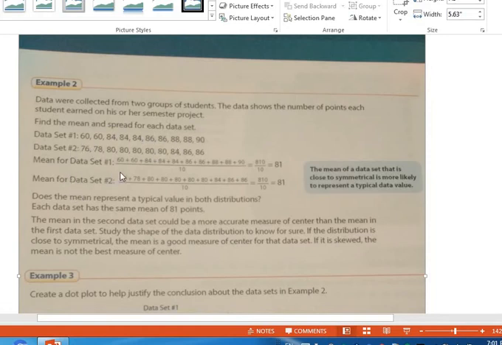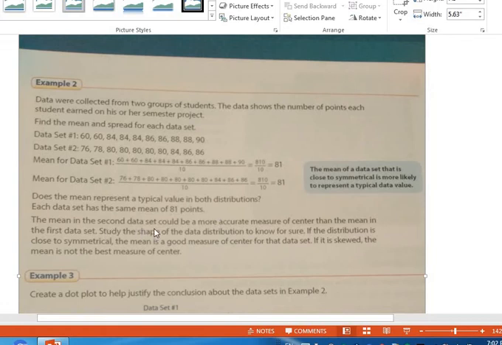Mean for data set 1: I will follow the rule, I will add all the values, the sum of the values over the number of values, and it will give me 81. And the mean of data set 2: I have all the values, I will divide by the number of values, which is also 10, and it gives me also 81. Does the mean represent a typical value in both distributions? Each data set has the same mean of 81 points.